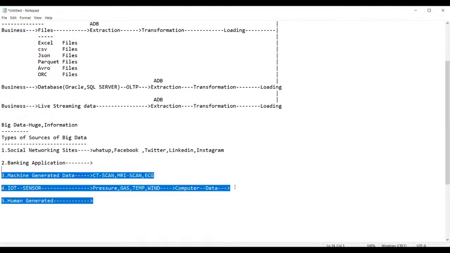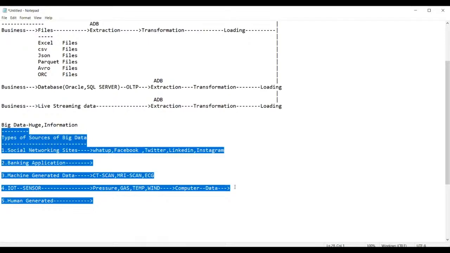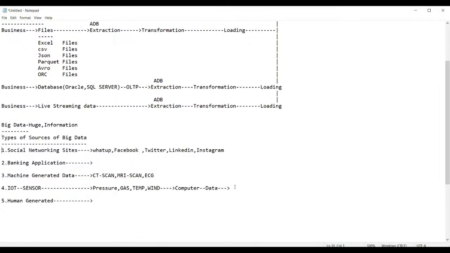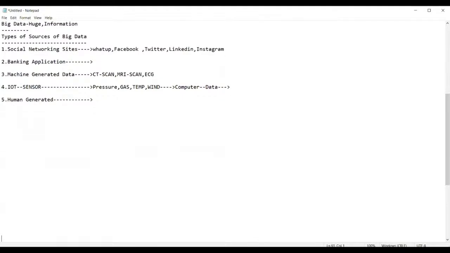But guys, this big data has some categories. That means we can say types of big data. We can have various types of big data. So now I will say types of data. Now guys, what are the types of big data? Generally, you will have the following types of big data.